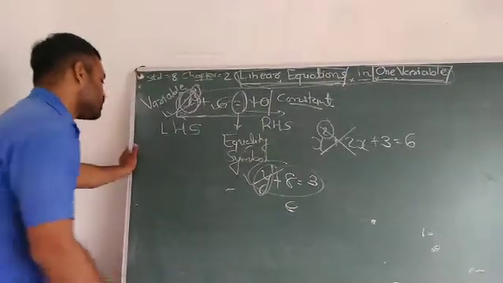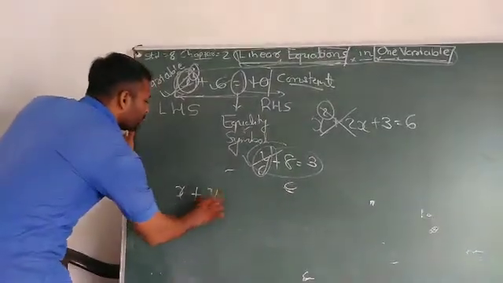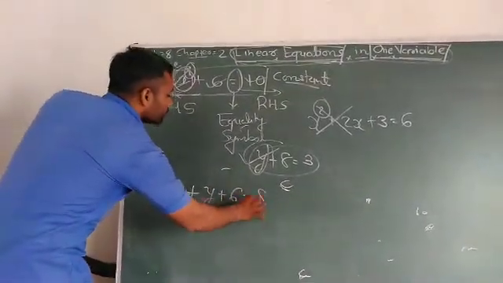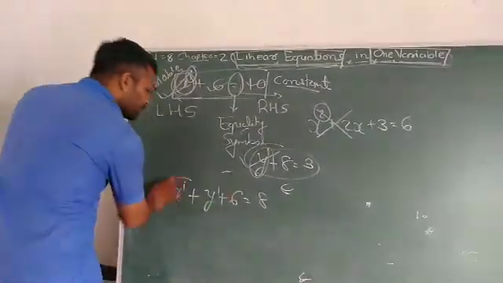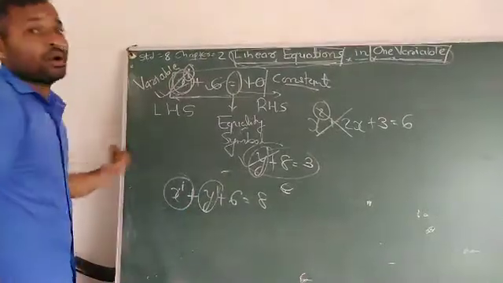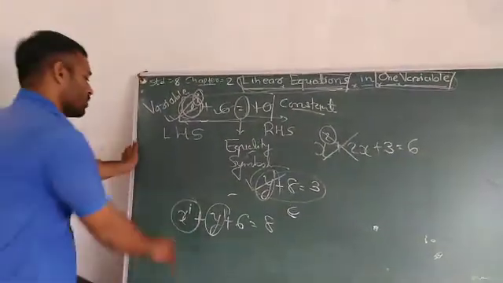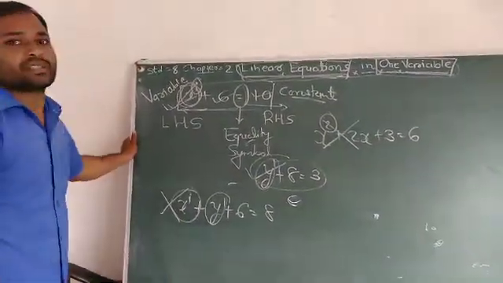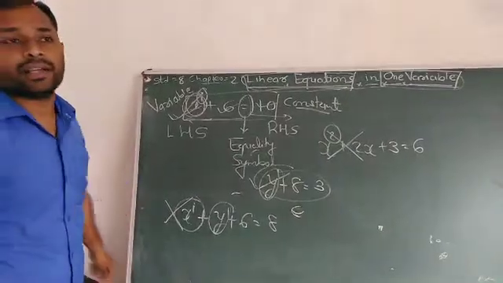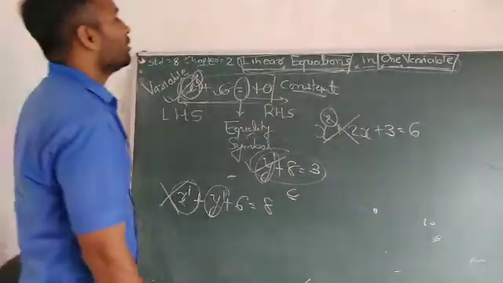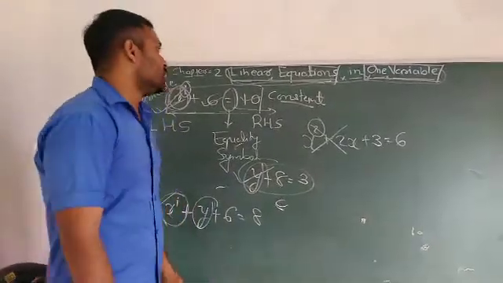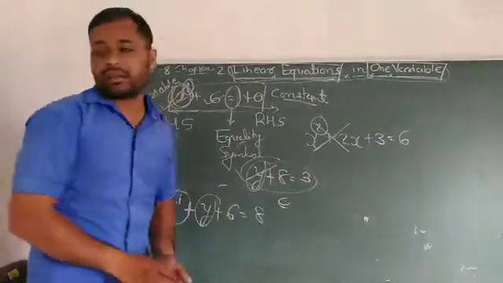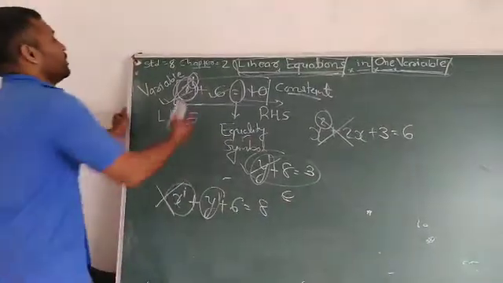Now suppose this example, x plus y plus 6 is equal to 8. The power is 1, so it is linear, but it has 2 variables. So this is not a one variable equation. This is a 2 variable equation. This is your definition of linear equation in one variable. And next, solving linear equations.